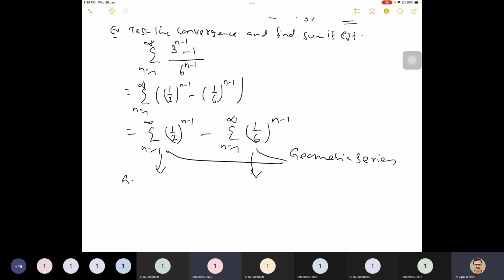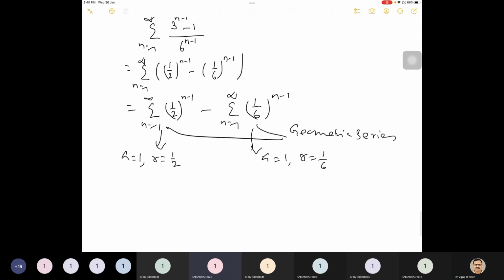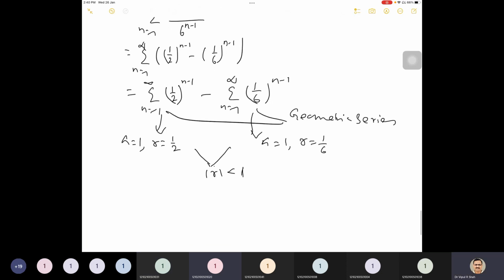Means a is what here? N is 1, you take 1 minus 1, 0, 1 by 2 power 0, so this is 1. And what is r? 1 by 2. Here a is 1, but r is 1 by 6. In both cases, modulus r is less than 1. Agree or no? Yes, sir. So that means this is also convergent.